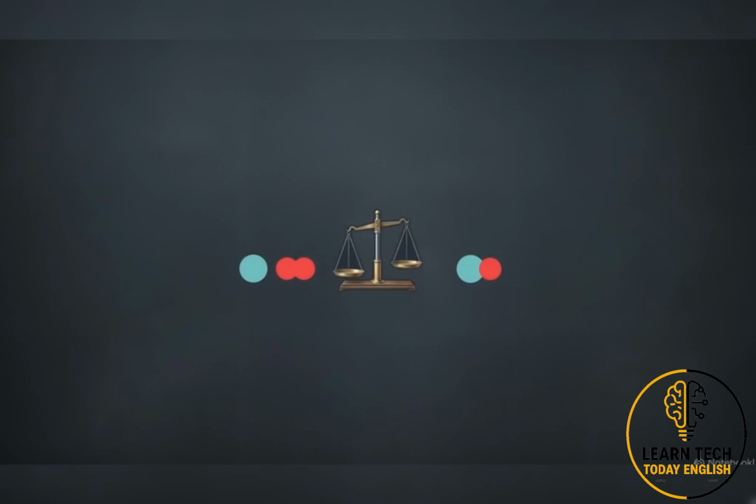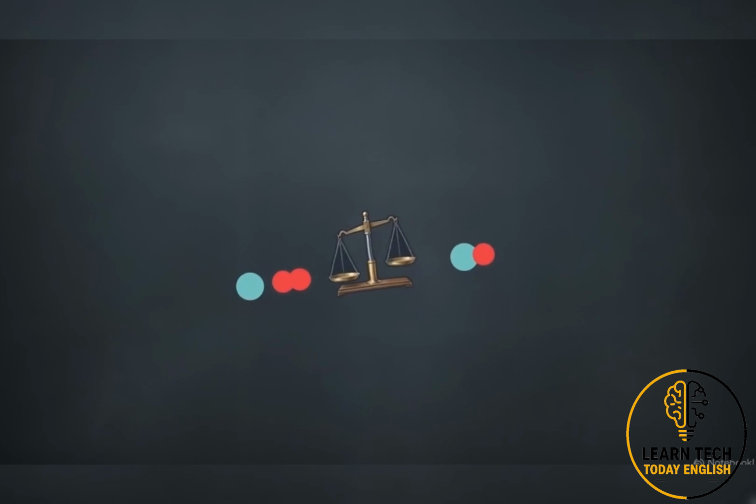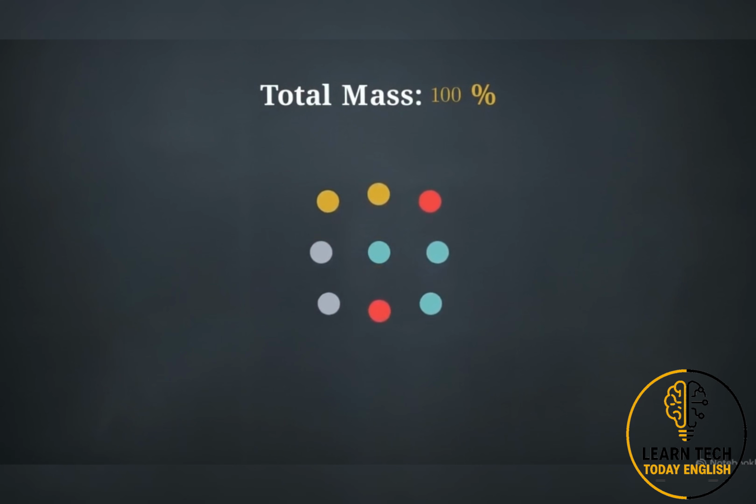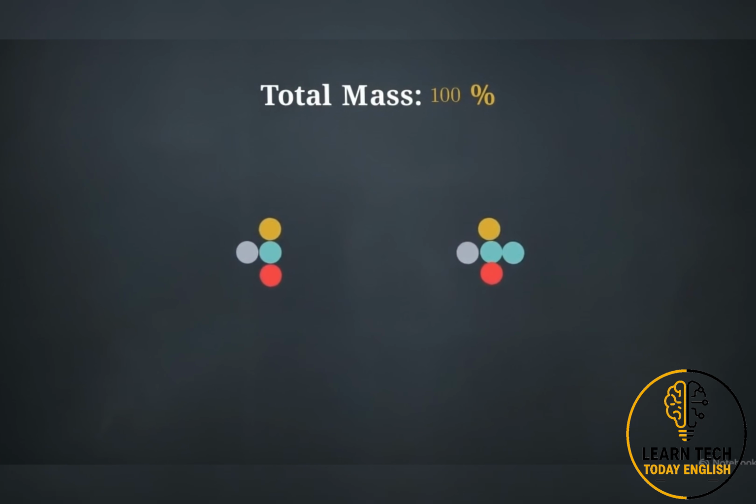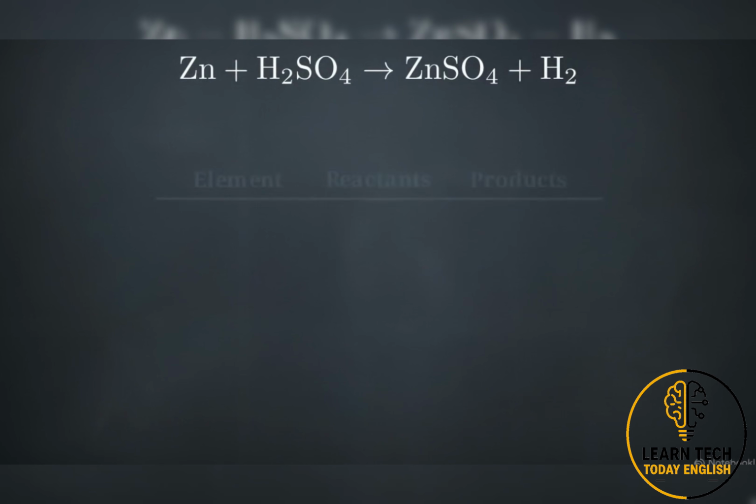Look at this split screen showing a physical scale. On it, atoms of magnesium and oxygen are reacting, but notice how it tips to one side. This outcome contradicts the law of conservation of mass, which states that matter cannot be created or destroyed. The mass of the starting reactants must equal the mass of the final products.